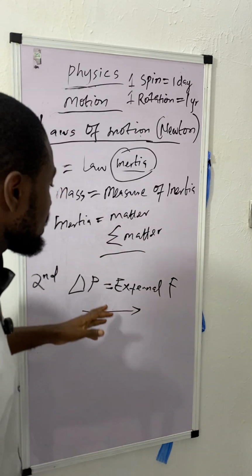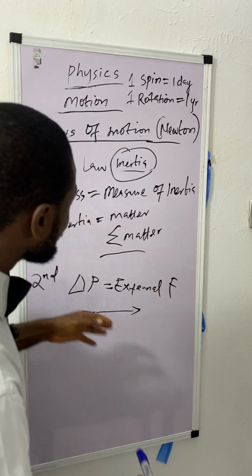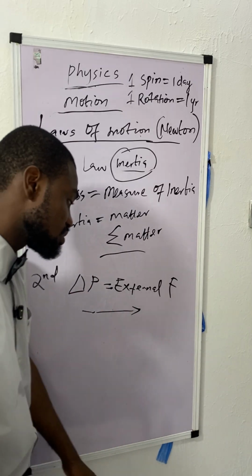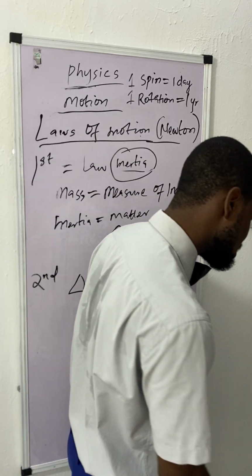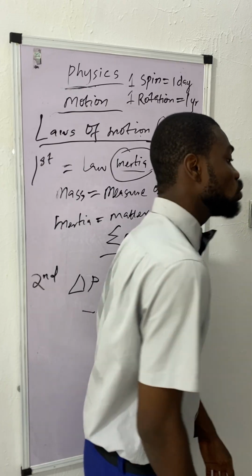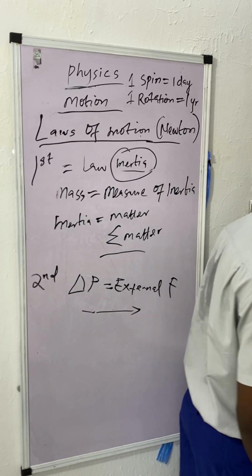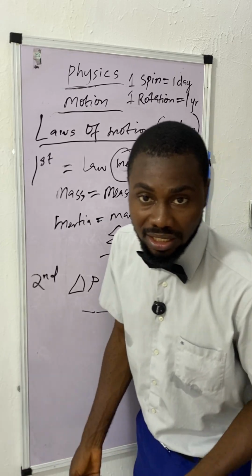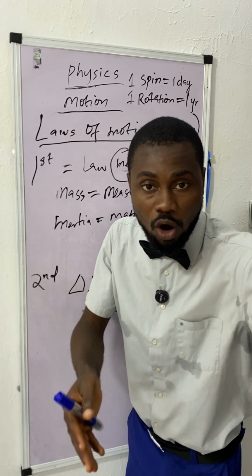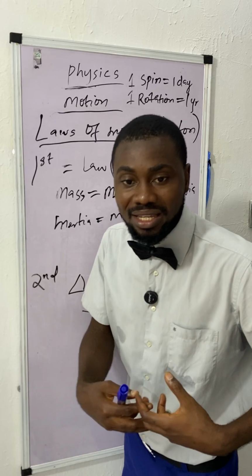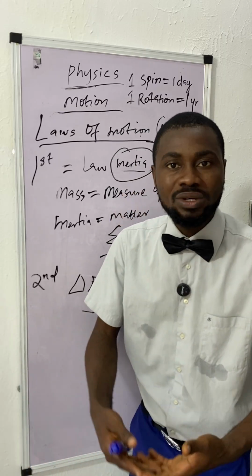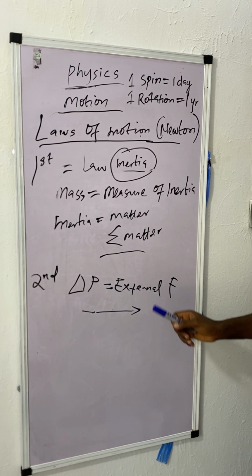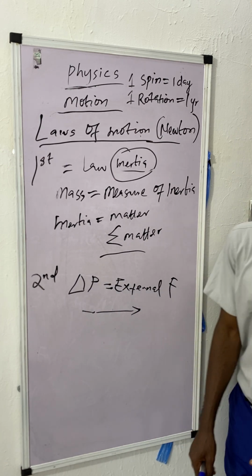So the force you apply to a body is going to determine the momentum of the body. If my momentum is the product of my mass and my velocity, then you apply a little more force to me, you push me small, it's going to increase my momentum. So it is the force that you impose on me that is going to determine my momentum. The force applied is equal to the momentum, and takes part in the direction of the force.